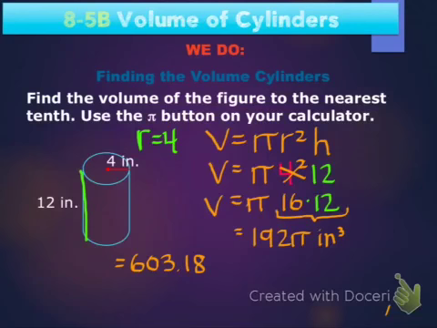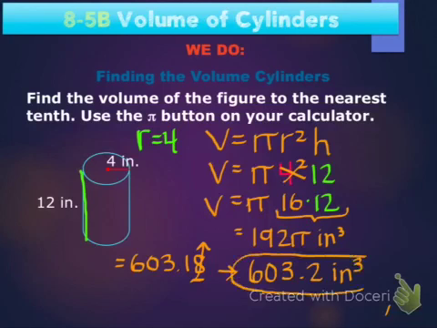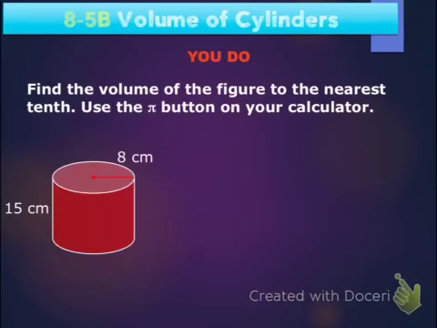When we put this into the calculator, we do 192 times pi equals. We're going to get 603.18, and it's going to keep on going. Knowing that we want to round this to one decimal place, we want to take a look at this piece right here. If it's 5 or larger, we're going to round that first number up. So this is going to become 603.2 inches cubed. And that's our answer. So the volume of this cylinder is 603.2 cubic inches.